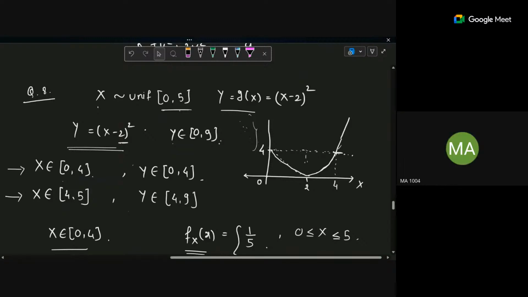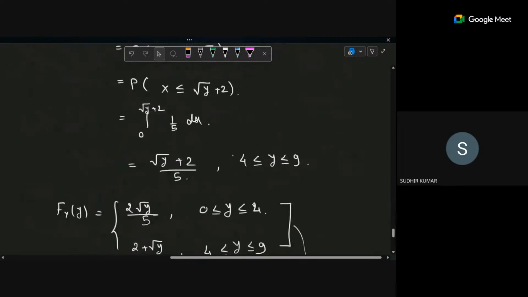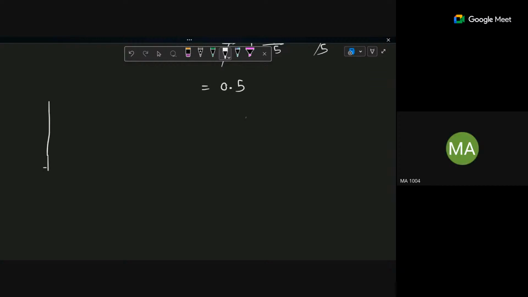The symmetric part for the y range we have already covered, from minus root y to root y. Do you remember the CDF? Whenever we calculate a CDF, its graph will always look something like that. Do you remember that? Why is it so?